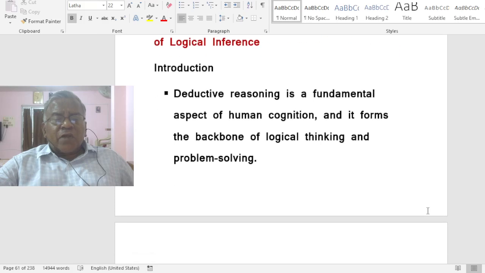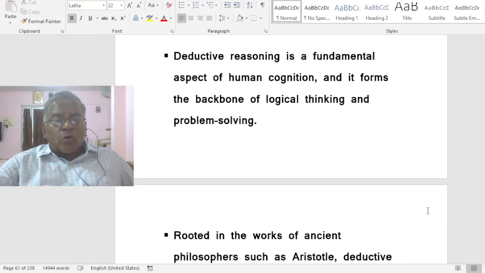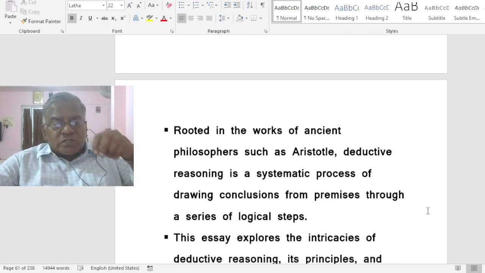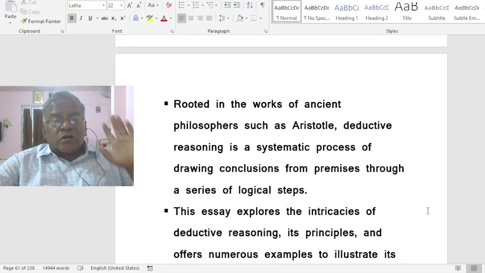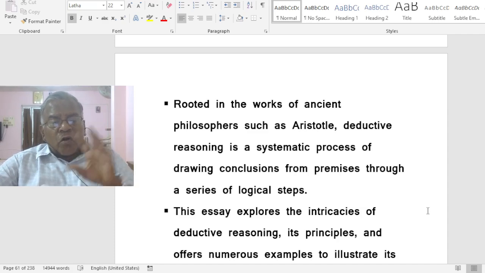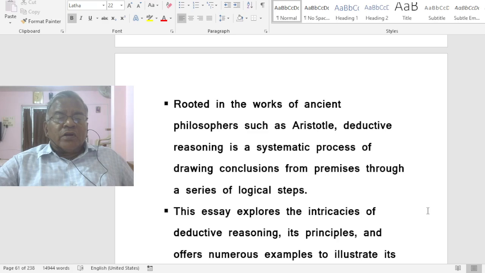Deductive reasoning is a fundamental aspect of human cognition. It forms the backbone of logical thinking and problem solving. Very important one. Rooted in the works of ancient philosophers such as Aristotle, deductive reasoning is a systematic process of drawing conclusions from premises through a series of logical steps. So, deductive reasoning is a systematic process of drawing conclusions from premises.